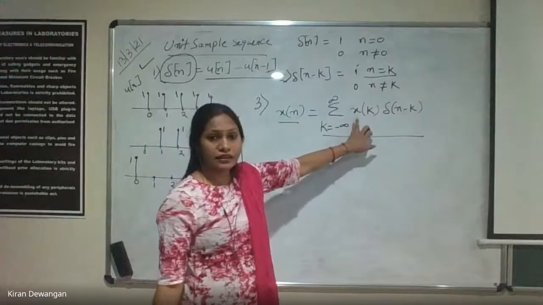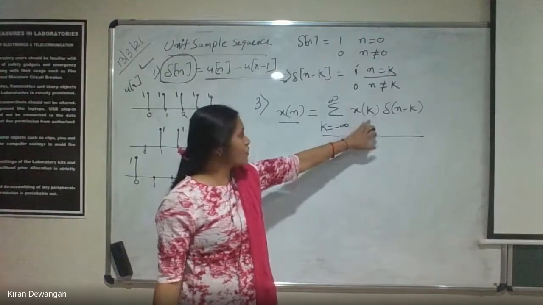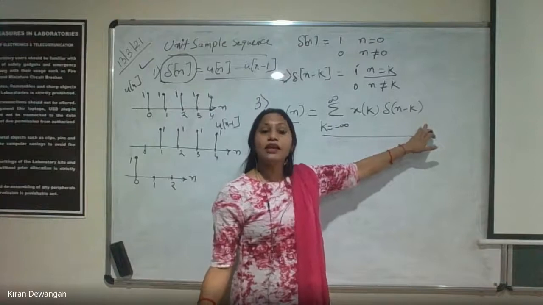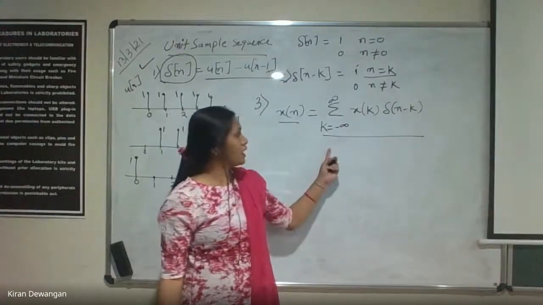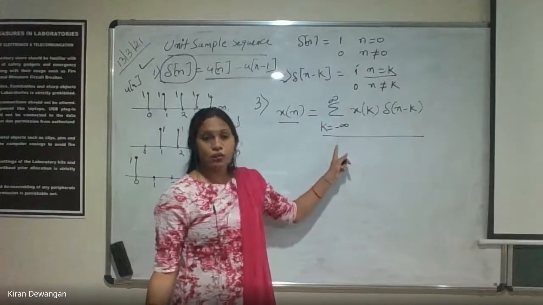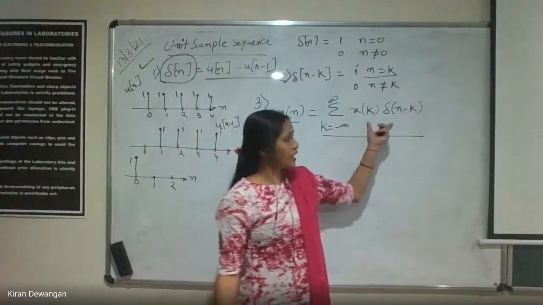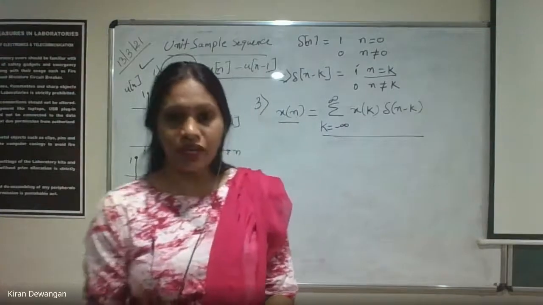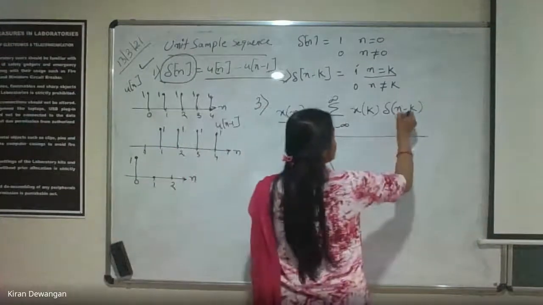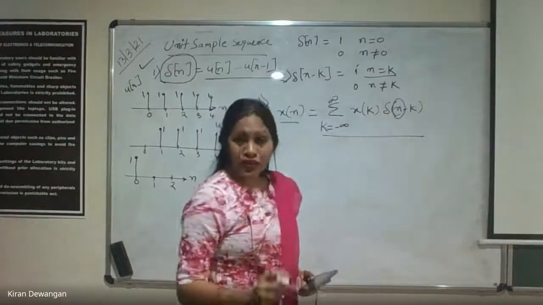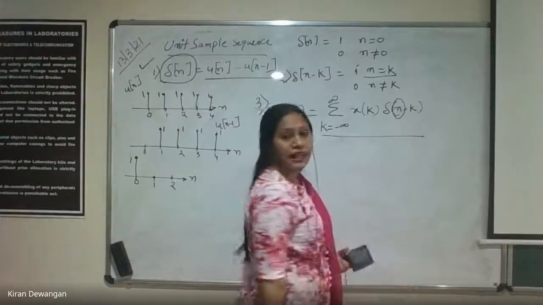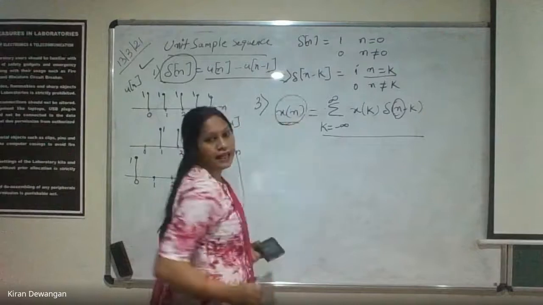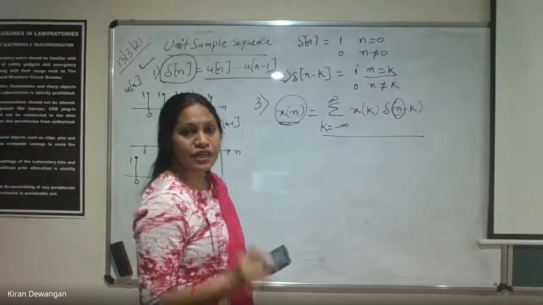If I am taking x[n] equals x[k] δ[n − k], that means the variable is k. k is varying from minus infinity to plus infinity. So what is actually happening here? When we are taking k as a variable, that means n is a particular value with which the delta is shifting. So it will be equal to δ[n].